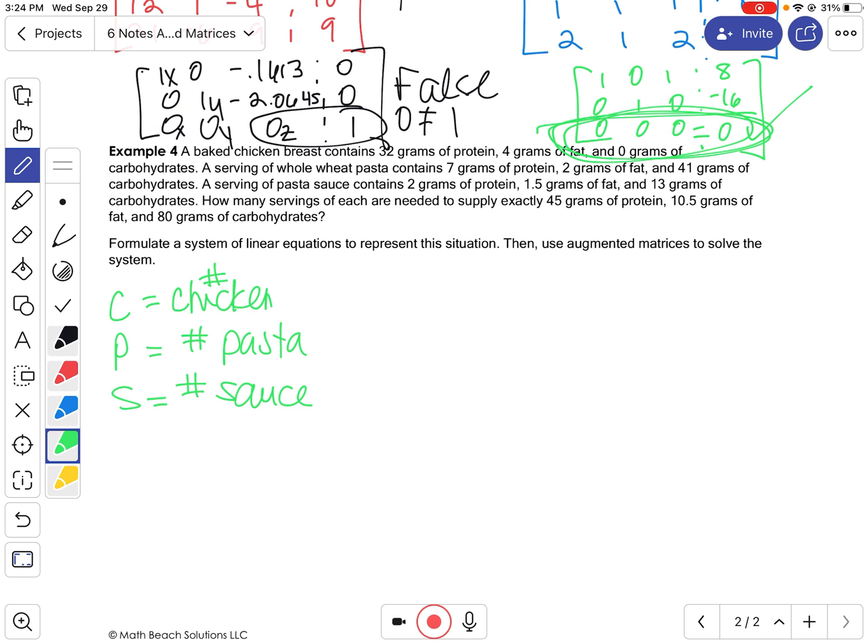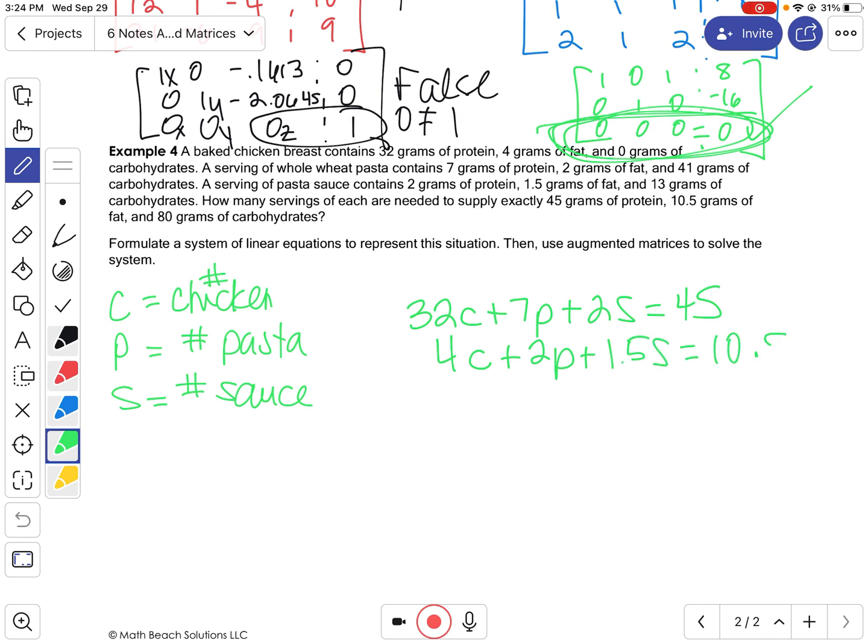Okay, so one of the equations should be 32C plus 7P plus 2S equals 45. The next equation should be 4C plus 2P plus 1.5S equals 10.5. And then the next one should be 41P plus 13S equals 80.